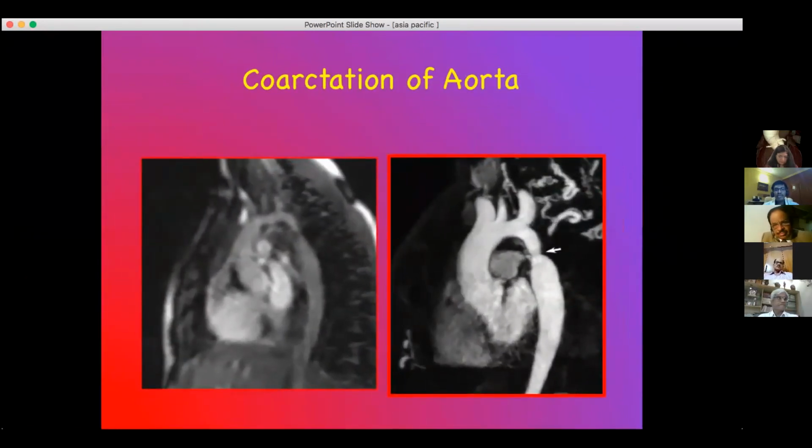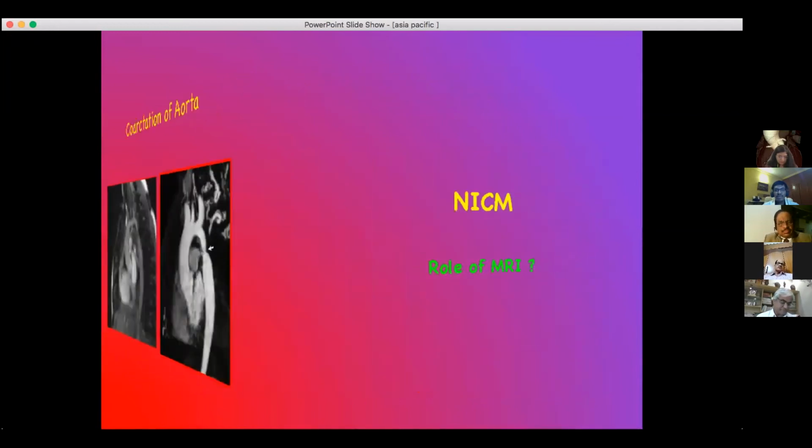Coarctation of aorta, again, in the adult, is sometimes difficult to visualize completely by the echo. And here you can see the flow. You can also look at the collaterals which are entering here, and that helps us to quantify the coarctation, especially if it is a borderline stenosis. And obviously, the contrast here helps the interventionist to know exactly where to place the stent.